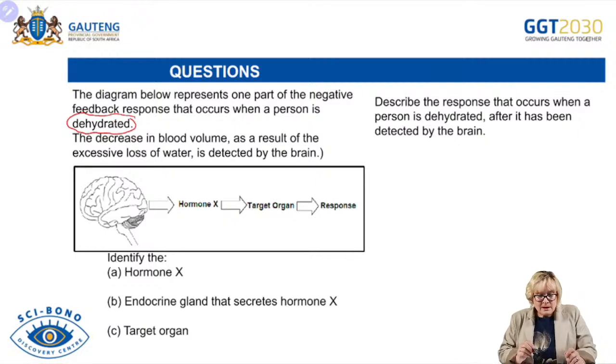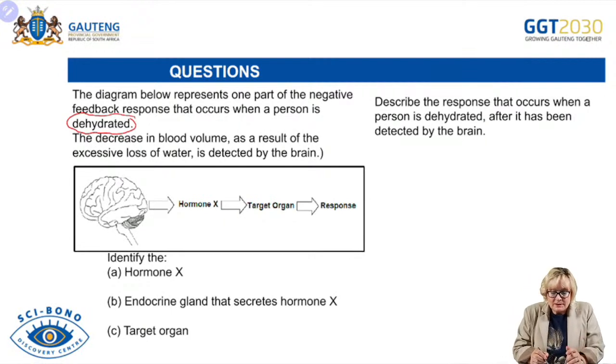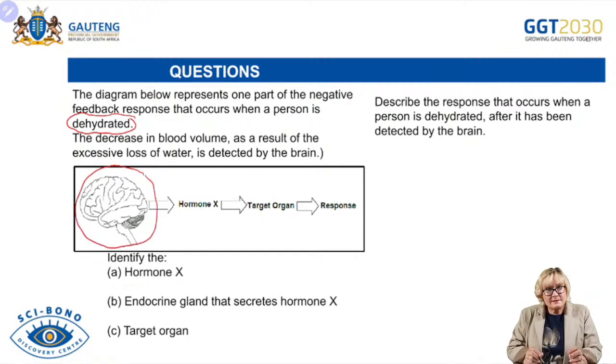All right, now if we look here, they've told us we are dehydrated. And you know which hormone is playing a role in balancing or controlling the water levels in the blood? ADH. And ADH is secreted by what? They actually show it to you here, because if you look, this is the brain, isn't it?